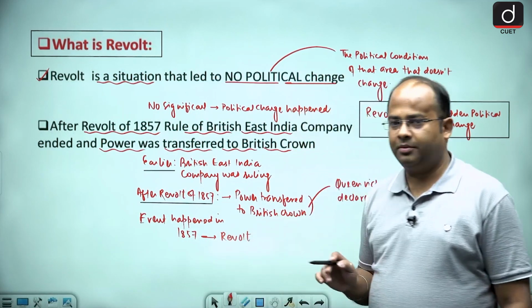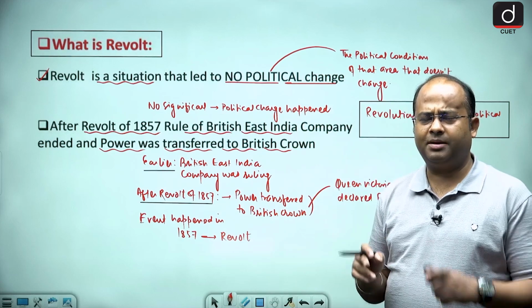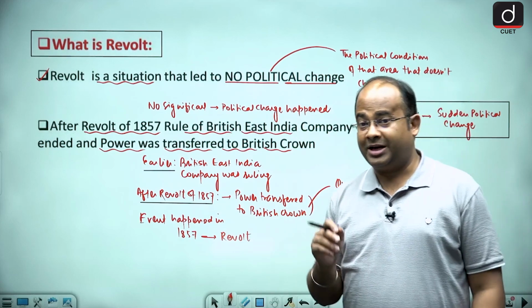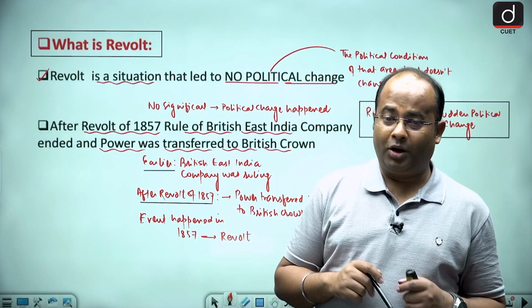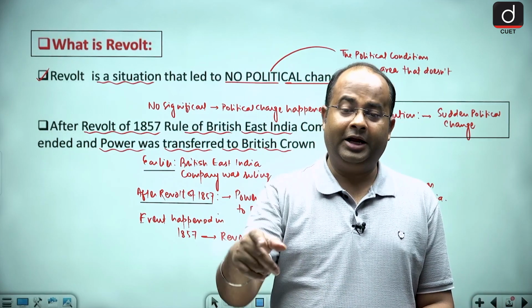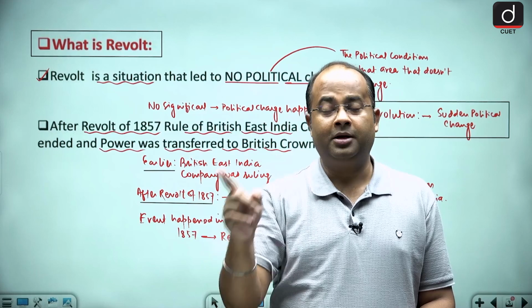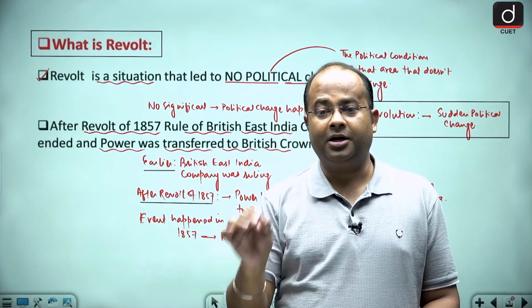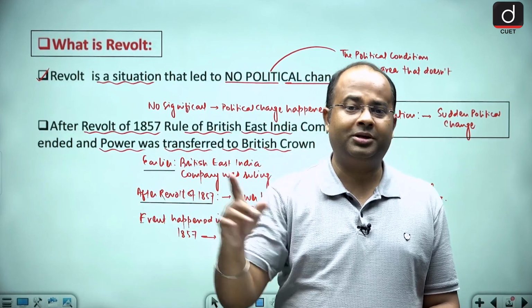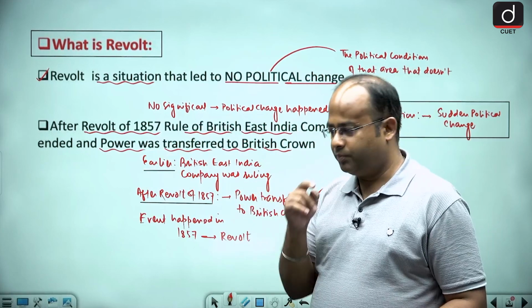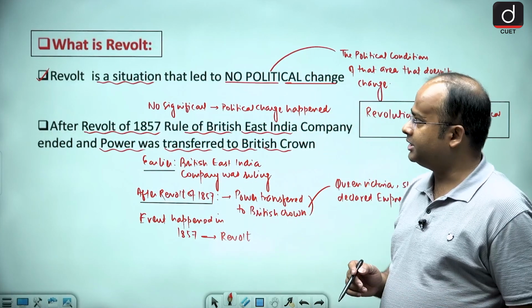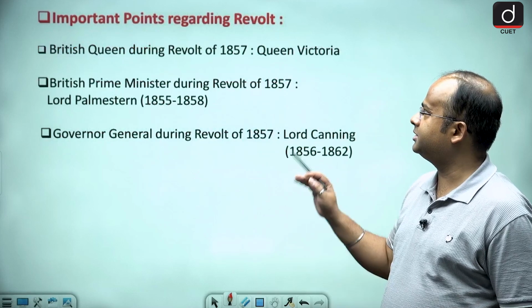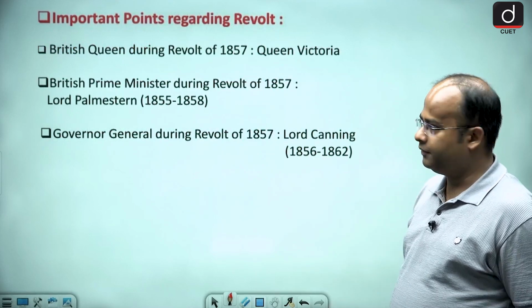So let's come to the next thing, guys, that is about the important pointers. From important pointers, what I have seen constantly in the CUET UG domain, history domain, plus in GAT, you will find the direct question that comes from these pointers. So let's start the important pointers regarding the revolt of 1857.